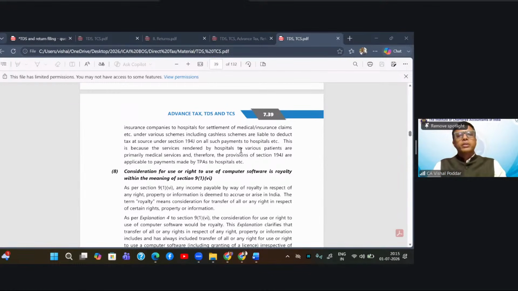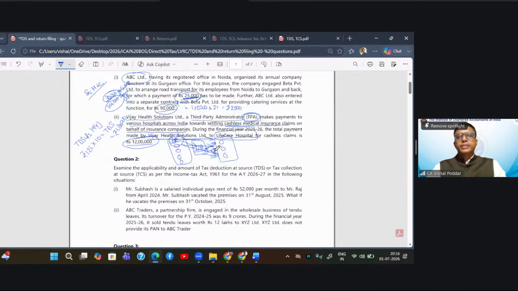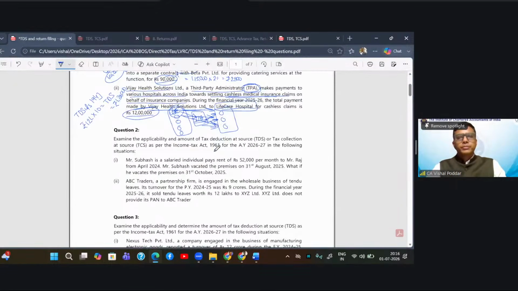This is because the service rendered by the hospitals to various patients are primarily medical service and therefore provisions of 194J are applicable to the payment. So this is that specific point, students, because of which this payment, which is made by this TPA to the hospitals, is liable for TDS deduction. Is this clear? What is the amount? Rupees 12 lakhs into 10%. So TDS is 1,20,000. So whenever TPAs are paying to the hospitals, even though it is for medical treatment, it will be liable to TDS. Correct? Understood, students? We proceed.